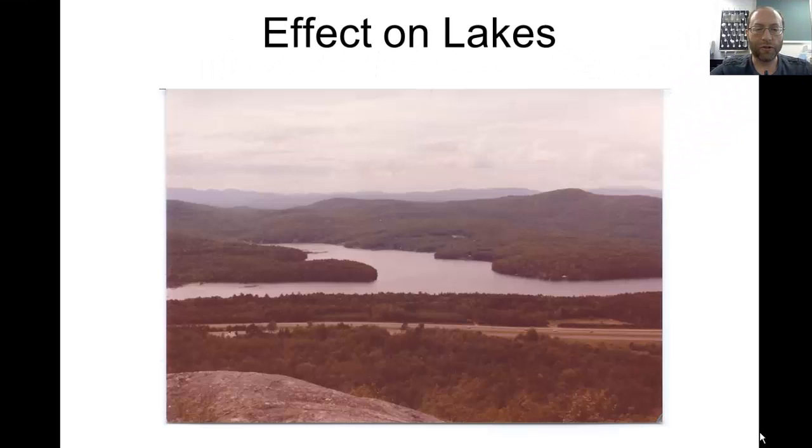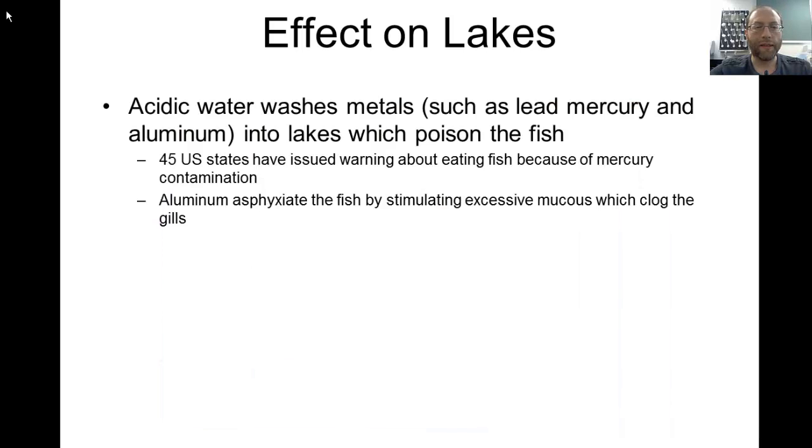This here is a picture that I took back when I was at camp, and this is a picture of Lake Auger in the Adirondacks. Actually, it's a picture of my camp. It's in the foreground of the lake, but you really can't see it because it's in the woods. So what happens to the lakes is that acidic water is able to wash the metals such as lead and mercury and aluminum into lakes, and these poison the fish.